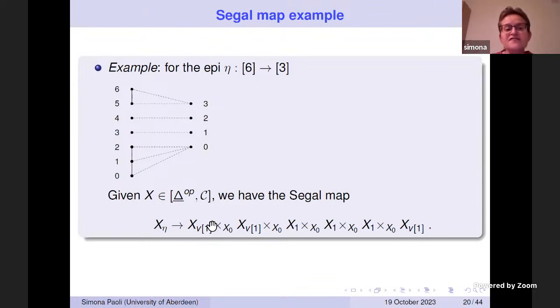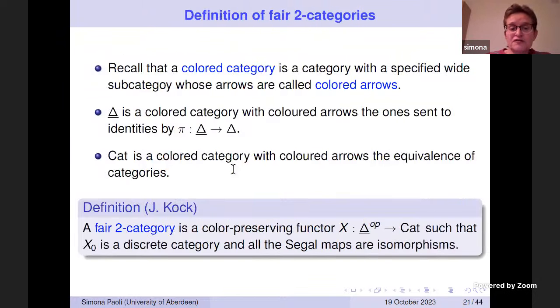So, look, we have the category of fat delta up into C. We have a notion of Segal map. So why don't we mimic what we did to define strict two categories simplicially? Well, basically that's what Kock did when he introduced the notion of fair two categories. But there is a small catch, because now you have these colors around. So you are working with colored categories. So how do you consider fat delta itself as a colored category?